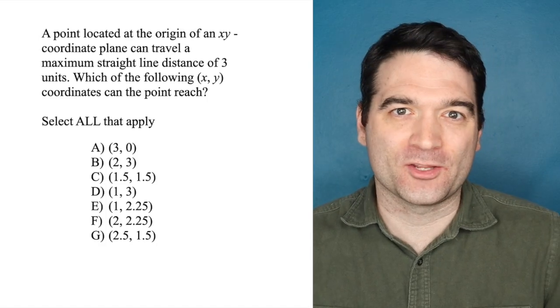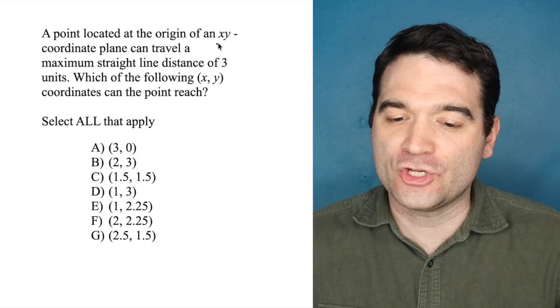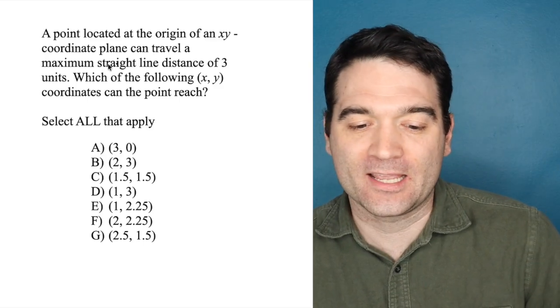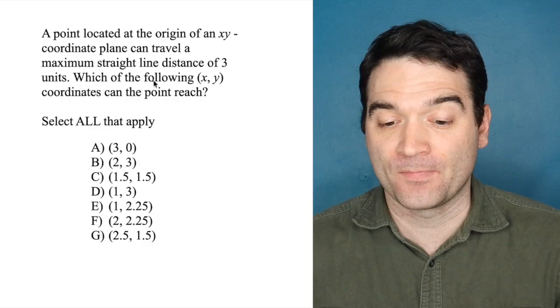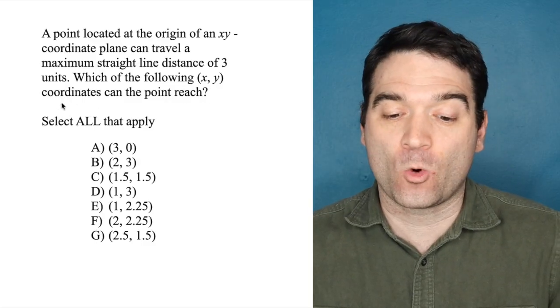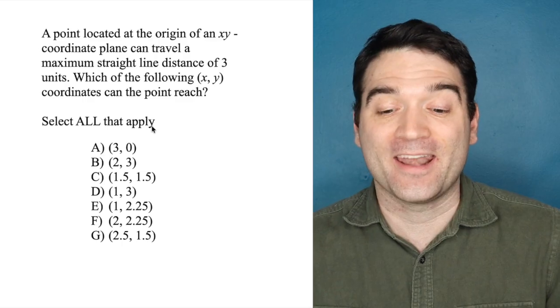Here's a GRE coordinate geometry question. Let's take a look. A point located at the origin of an XY coordinate plane can travel a maximum straight line distance of 3 units. Which of the following XY coordinates can the point reach? And we're going to select all that apply.